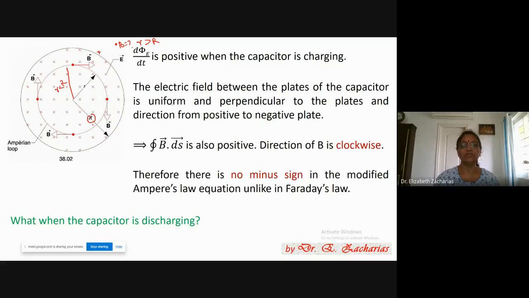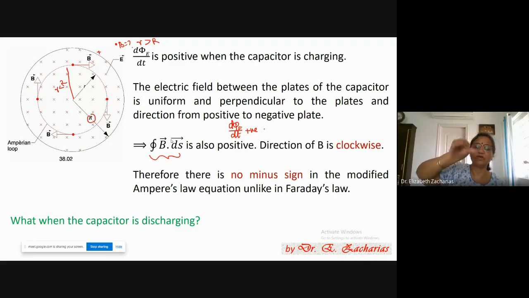So the electric field between the plates of the capacitor is uniform and perpendicular to the plates. And the direction is from positive to negative. That's the reason why you are putting those crosses. Therefore, d phi e by dt is positive. If d phi e by dt is positive, then integral b dot ds is also positive. Integral b dot ds is positive because b and ds vector are parallel everywhere. Therefore, for a closed loop, integral b dot ds has to be positive. And if this has to happen, then your b dot ds has to be given by your Ampere's law formula only.